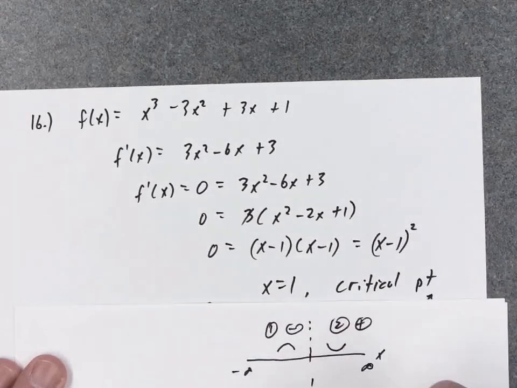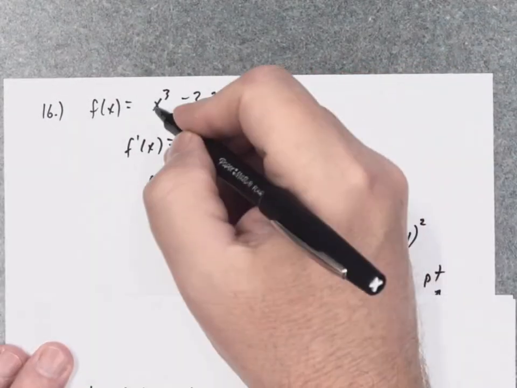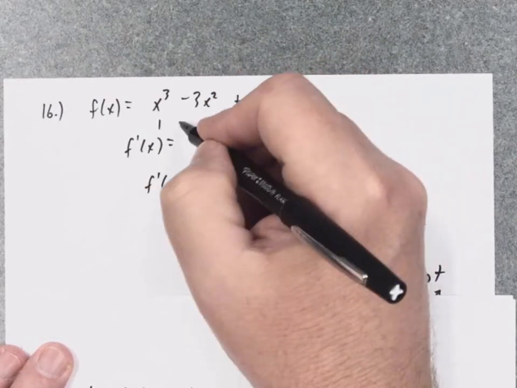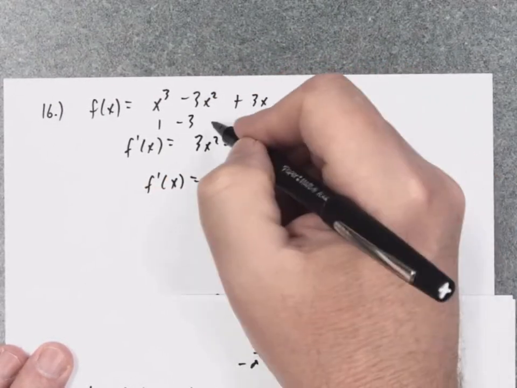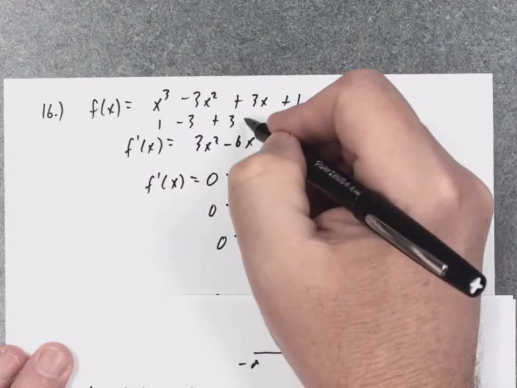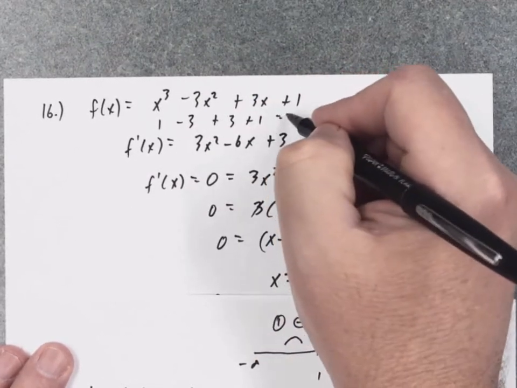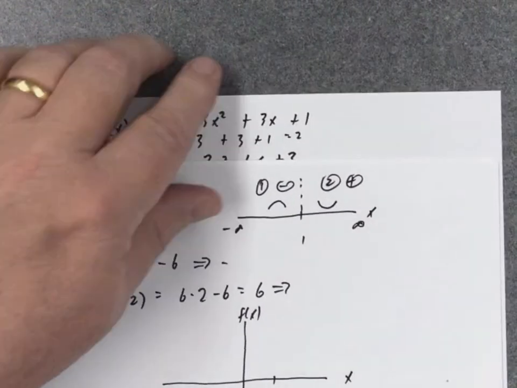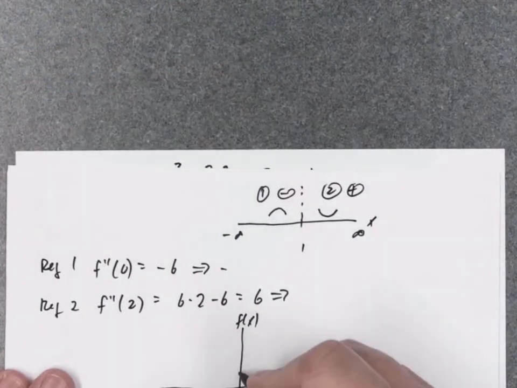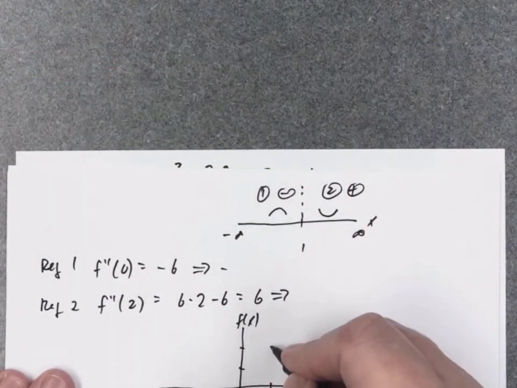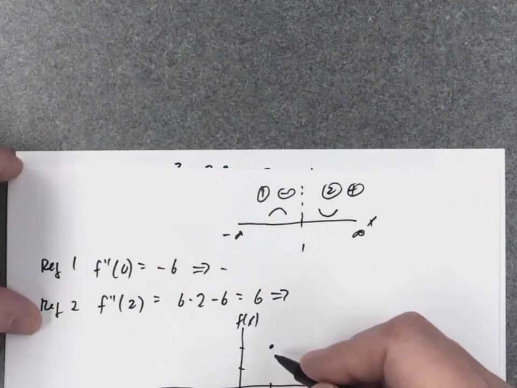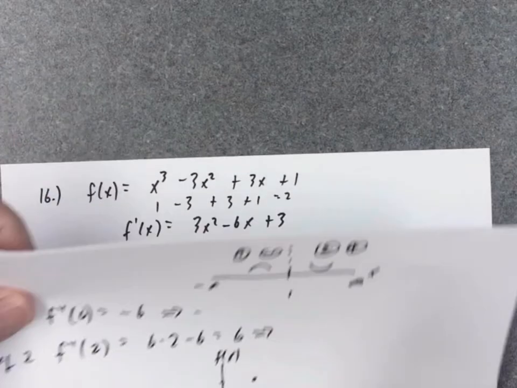So when I plot my point, it can be pretty accurate. When I stick in a 1 here, 1 cubed is 1. 1 squared is 1. So 1 minus 3 plus 3 plus 1. Looks like it's 2. So actually, a point on my graph is (1, 2). So this is both a neither and my point of inflection.